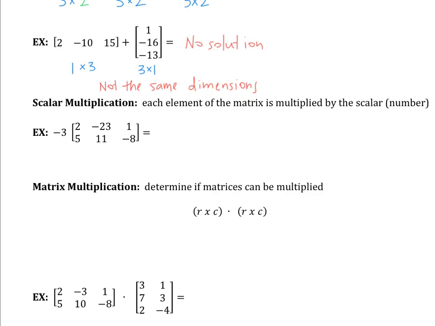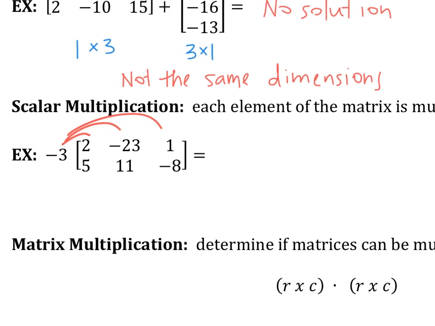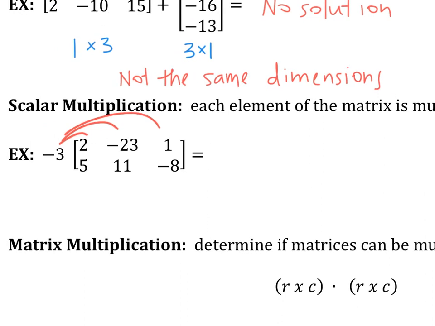All right? The next thing we're going to talk about is scalar multiplication. So scalar is simply a coefficient in front of a matrix. So each element of the matrix is multiplied by the scalar or the coefficient, that number out in front. So it's just essentially we're distributing it to every element inside. So our dimensions should not change. They will not change. And all we're going to do is multiply negative 3 to everything inside.